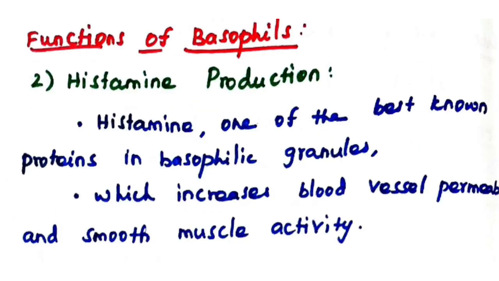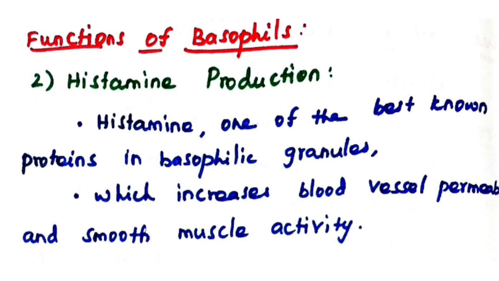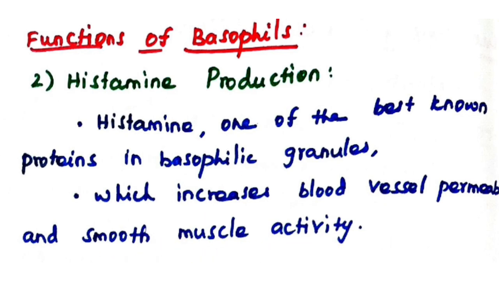The next function is histamine production. Histamine is one of the best known proteins in basophilic granules. This histamine increases blood vessel permeability and affects smooth muscle activity. It enlarges the blood vessels, thereby there will be an increased flow of blood, and then there will be smooth muscle activity.